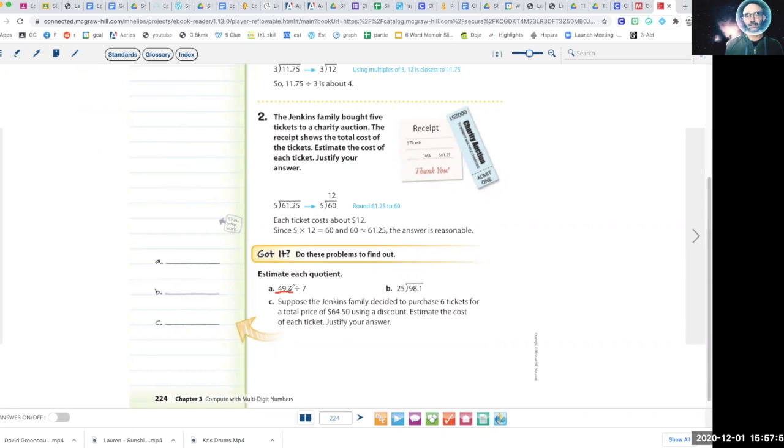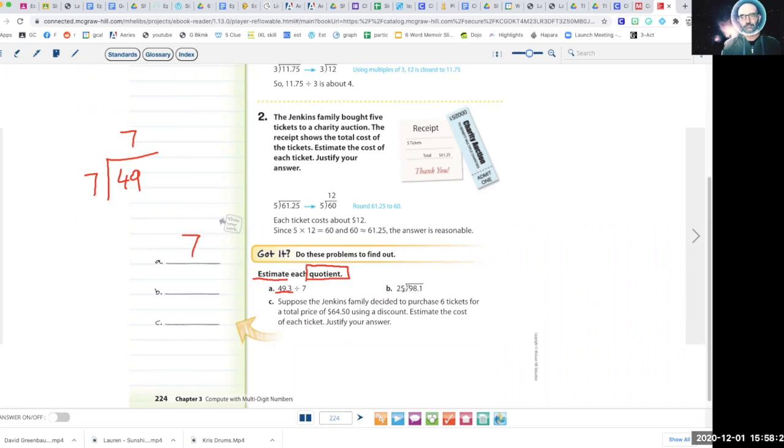Now here's a good example. We're going to round this not up to 50. We're going to round it down to 49, because 50 divided by 7, not so easy, but 49 divided by 7, that's easy. So we have 49 divided by 7. And I know that 7 times 7 is 49. So A, you should have 7. Isn't that great? So again, we're estimating each quotient. And you guys know quotient means the answer to a division problem.